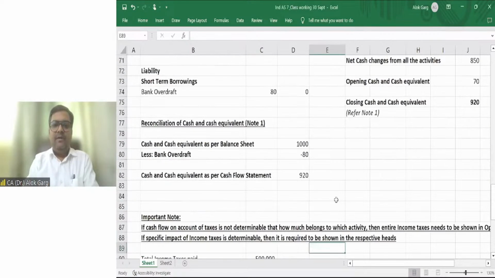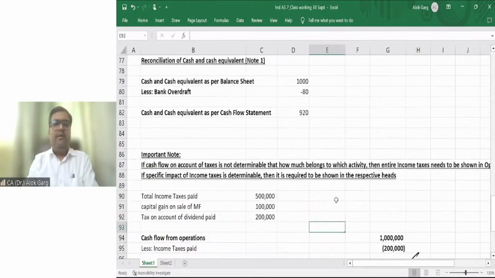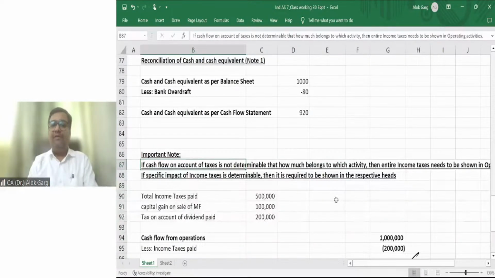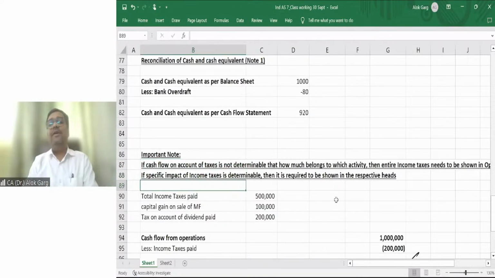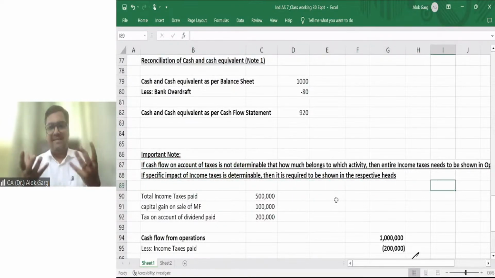Okay, very good. Friends, important note. If cash flow on account of taxes is not determinable, that is, how much belongs to which activity. For example, you are paying taxes. And first of all, let me give you a thought here.